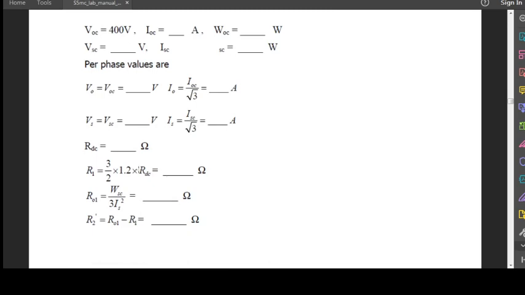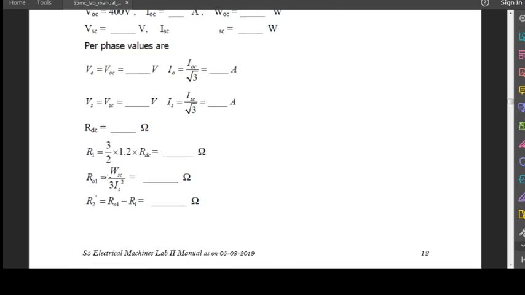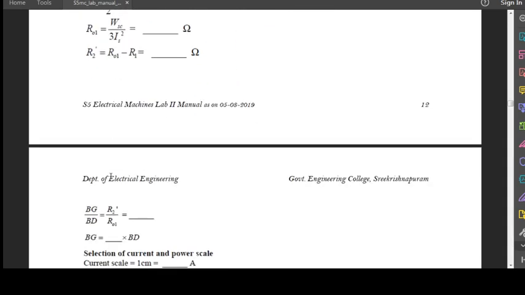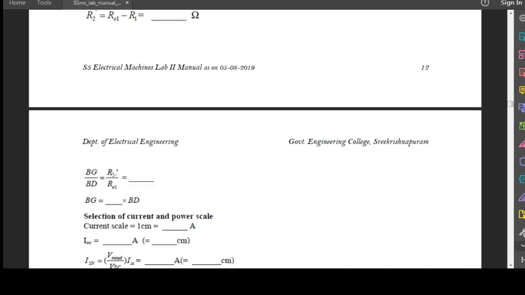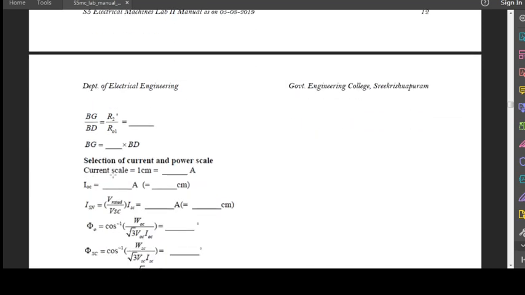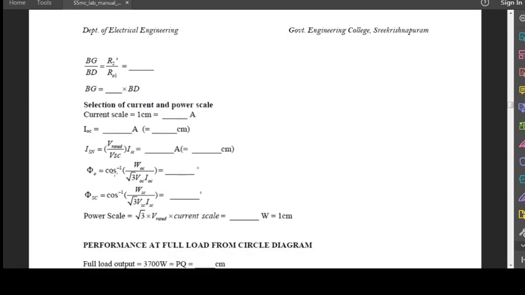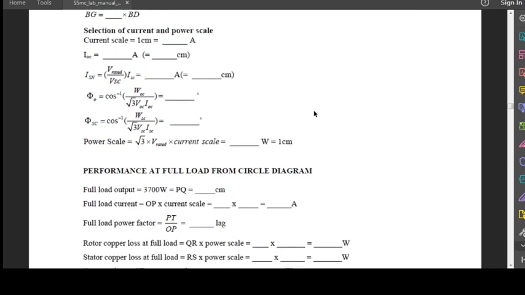RDC is also we calculated. R1, RO1, R2, BG. That's all the values we are calculating to draw the circle diagram. We all know how to draw the circle diagram. What are the parameters we need to draw the circle diagram? So we are calculating each and every value in detail.